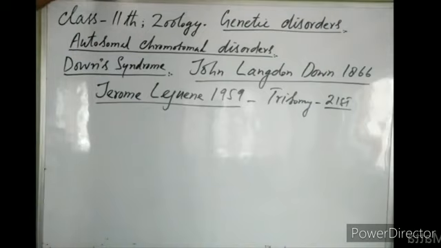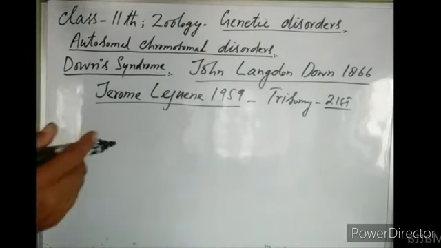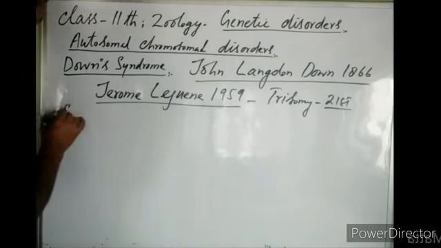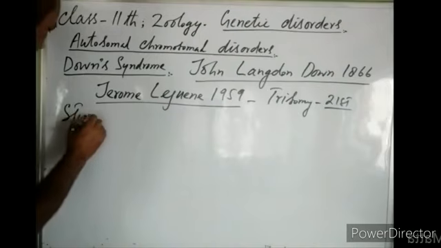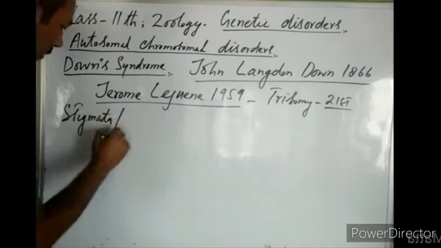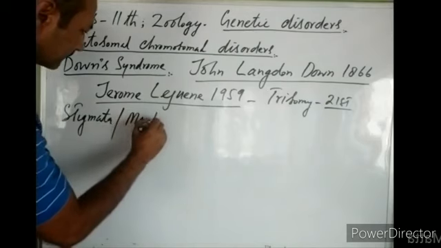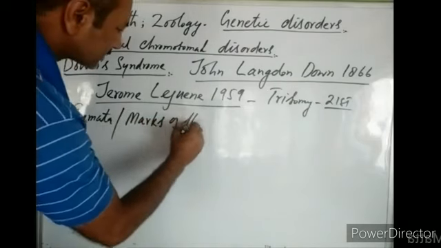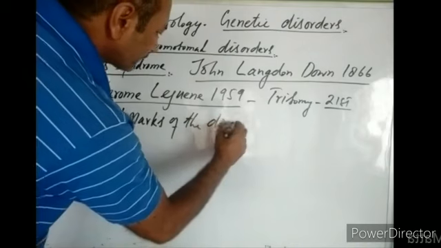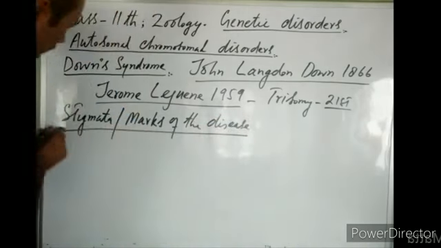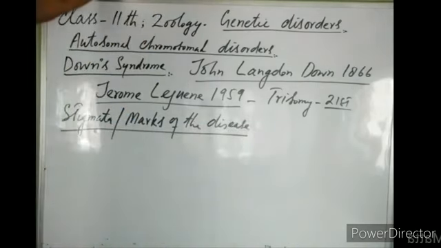What are the physical appearances by which we can diagnose a Down syndrome patient? Those markers of the disease which are present in a patient are known as stigmata. The characters present in a Down syndrome person, by which we can identify them, are known as stigmata or markers of the disease.